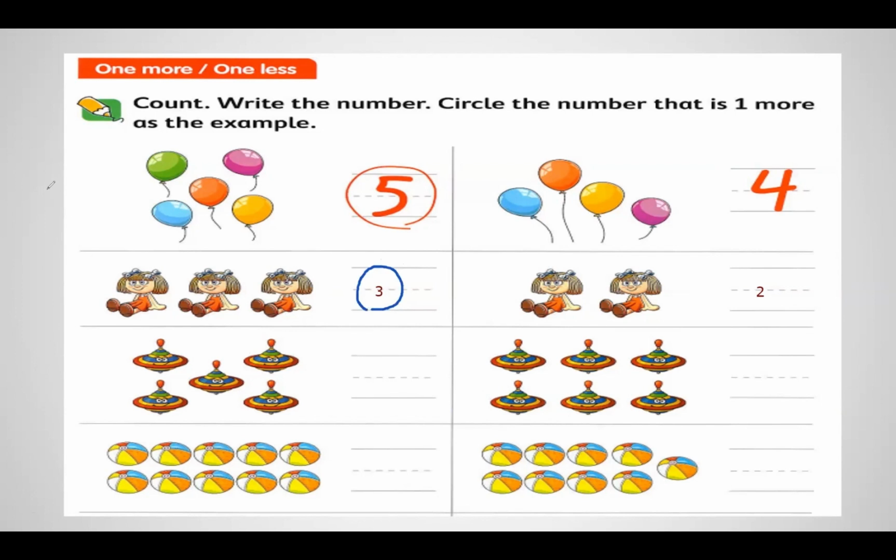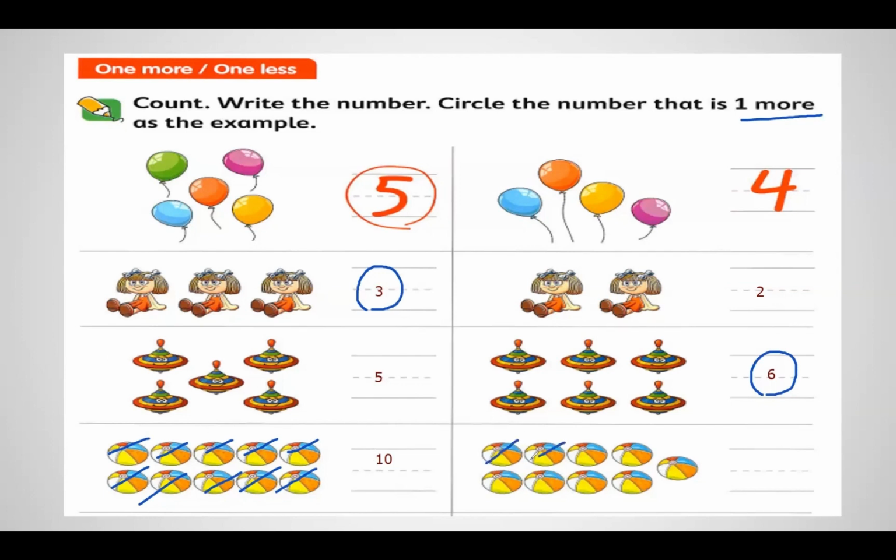Okay, next, let's count. Here we have 5, and here they are 6. Now, where will the circle be, on 5 or 6? Which is bigger? Which is 1 more than the other? Yes, 6. So 6 is more than 5. Let's count the balls. 1, 2, 3, 4, 5, 6, 7, 8, 9, and 10. So here we have 10 balls. What about here? Can you count?